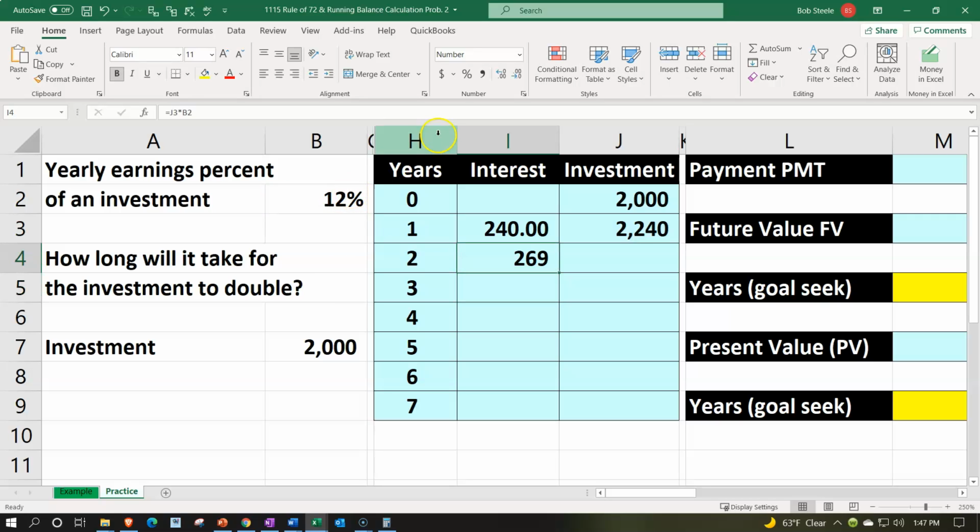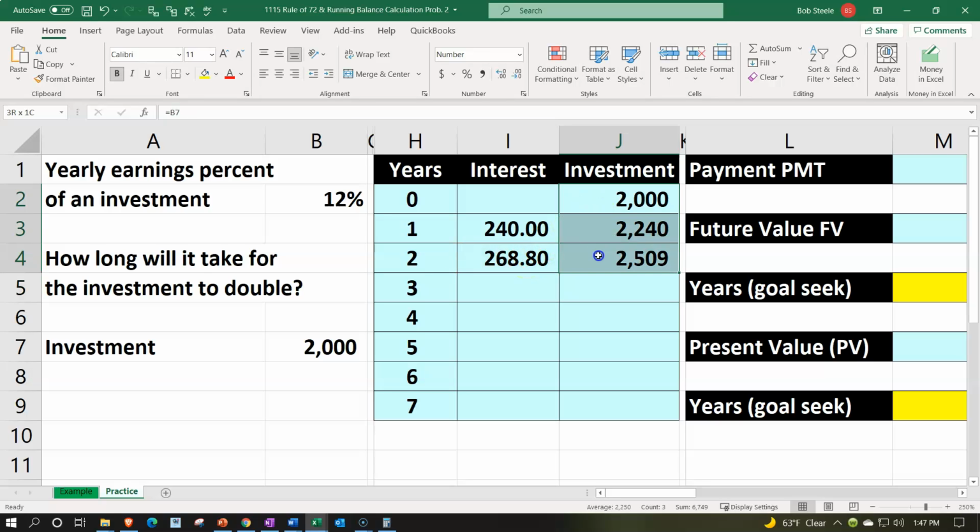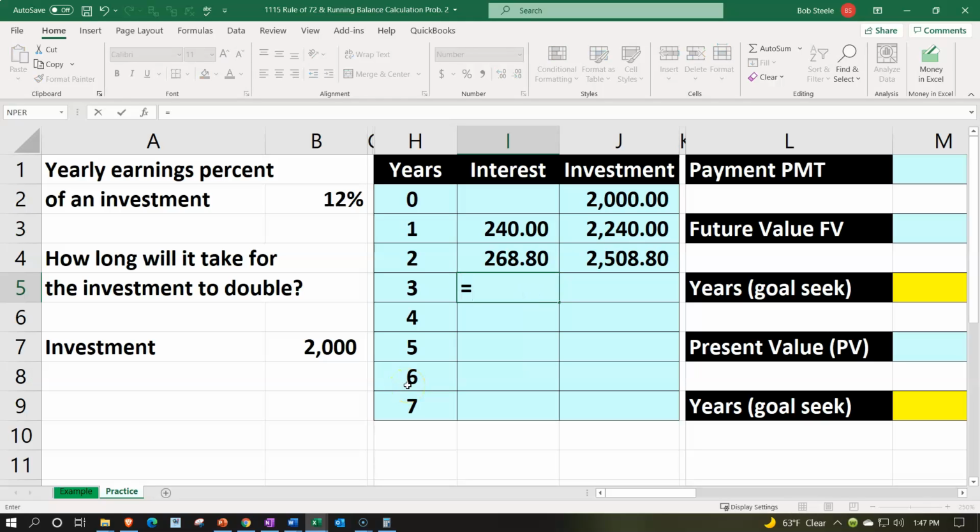And you could add some decimals there. So now we've got a couple decimals, number group, adding a couple decimals. The investment now is where we were before, 2,240 plus the 268.80. We could add decimals to these too by going to the number group, add a couple decimals. So there we have that. We can continue this on down. This equals then the 2,508.80, now it's compounding, on J4 times the 12%.